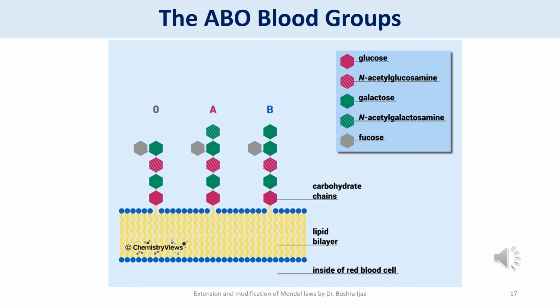In the case of the IA allele, it is responsible for an enzyme that can add the terminal sugar N-acetylglucosamine to the H substance, whereas in the case of the IB allele, it is responsible for a modified enzyme that cannot add N-acetylglucosamine, but instead it can add a terminal galactose. Terminal is the last one.